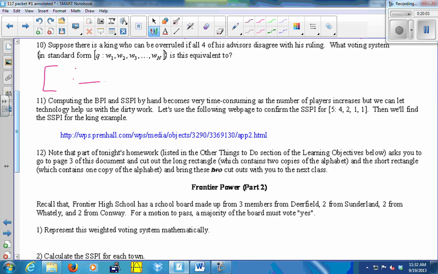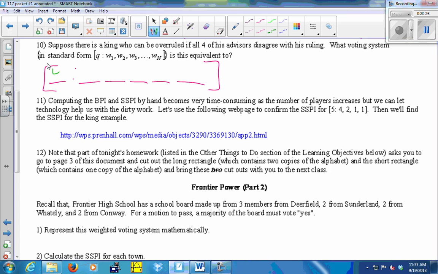There's going to be the king plus 4 advisors: 1, 2, 3, 4, 5. Assign votes to each of the voters, the king and his 4 advisors, and a quota, so that this is true, so that he can be overruled if all 4 of his advisors disagree with him. All right, what did you guys come up with?